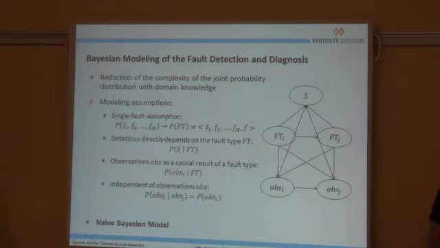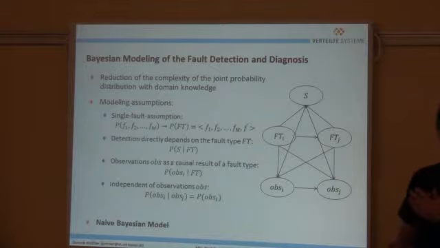Now, the approach is based on a joint distribution, and if we do not do anything about it, we get something like that, a very complex structure. So the problem is now, how do we reduce the complexity of that structure? It's very simple. We make some assumptions. We model some knowledge about our domain.